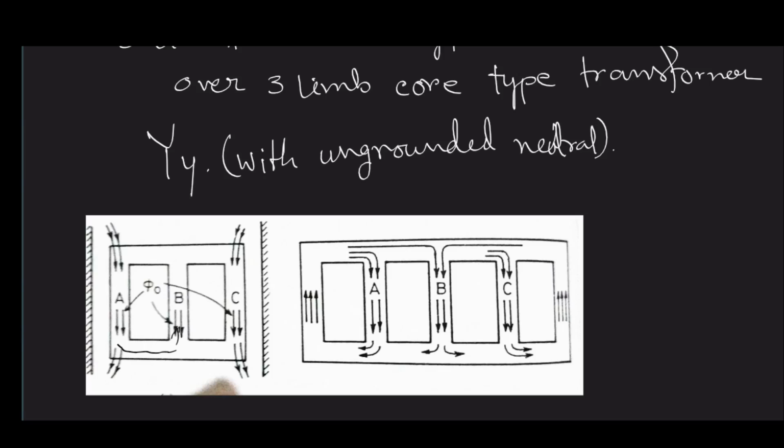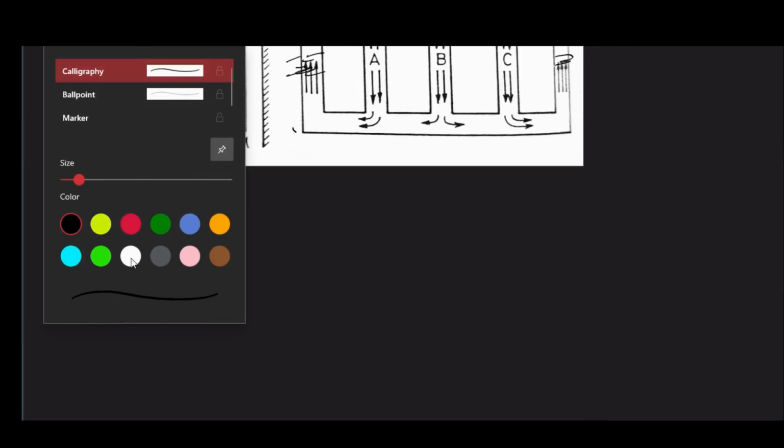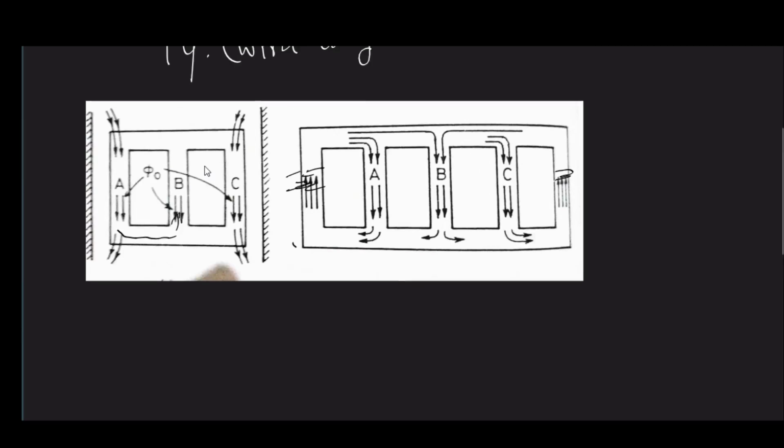However, here we can see that in case of 5-limb, these fluxes are getting an easy path for return. These two side limbs are not associated with any winding. So the third harmonic fluxes are getting an easy path to return. So what is the conclusion of this? That third harmonic flux is dominant for 5-limb core construction or shell construction, and not so dominant and not so harmful for the 3-limb case.